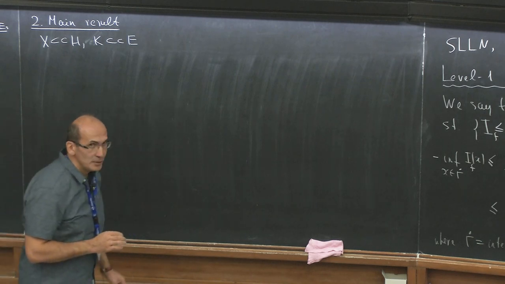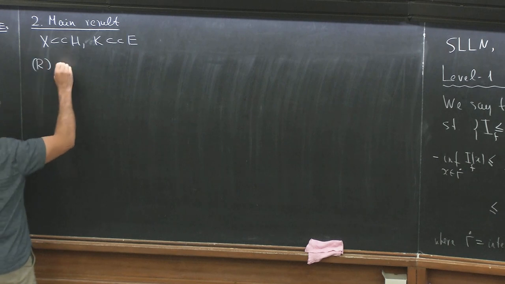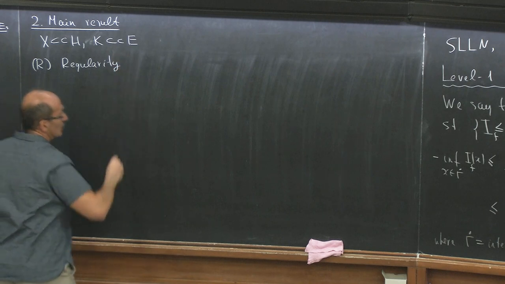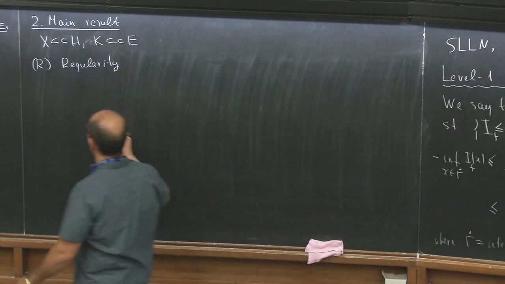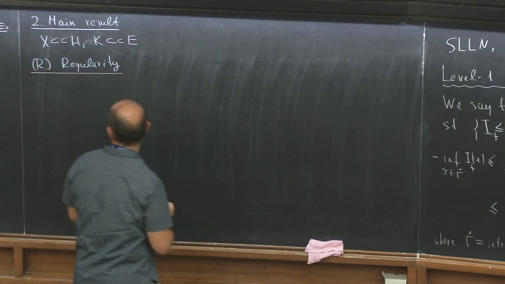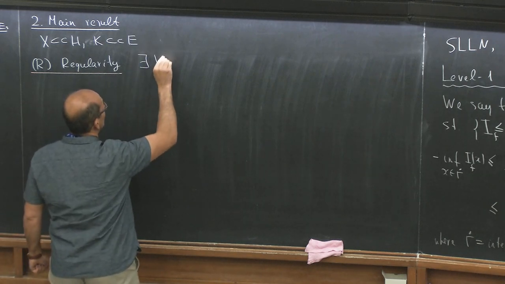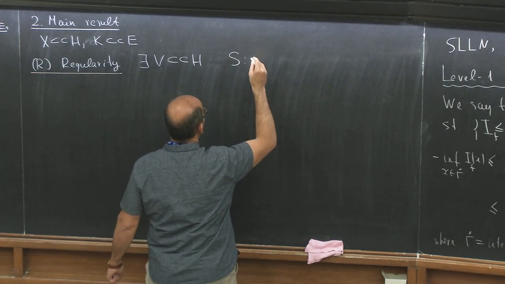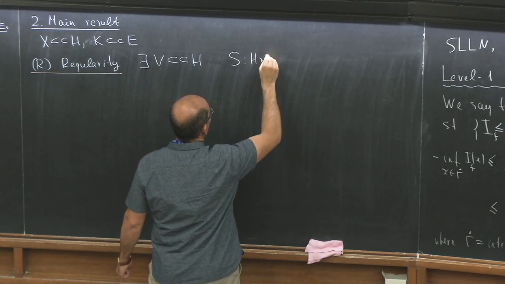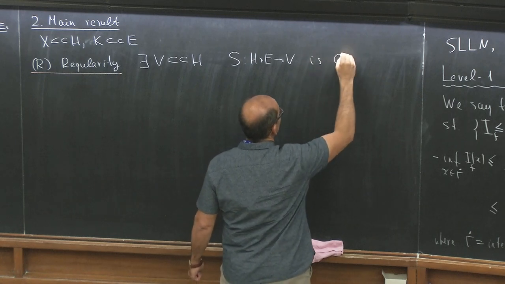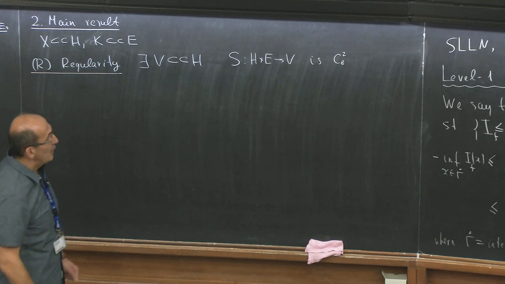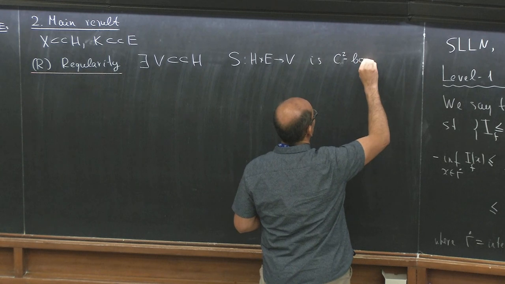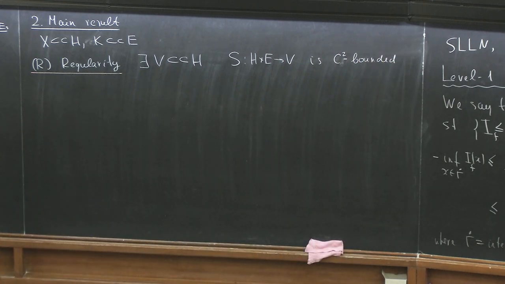So the first hypothesis is just a regularity condition for S. So I call it regularity. Let me emphasize the hypotheses so we can see them easily. Regularity says that there is a vector space V compactly embedded in H such that S, which acts from H times E to V, is C2 bounded. But C2 bounded means in this context that it is bounded on bounded subsets, right? So we have a map which is twice continuously differentiable, and I assume that the map itself and its derivatives up to order 2 are bounded on bounded subsets.